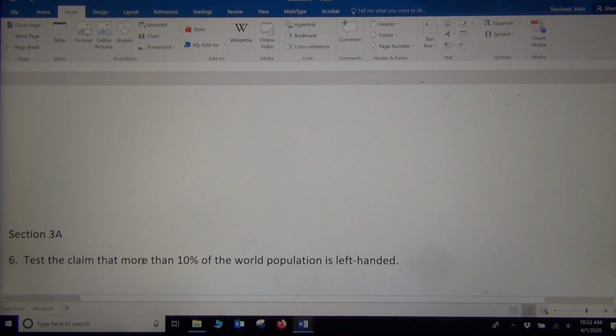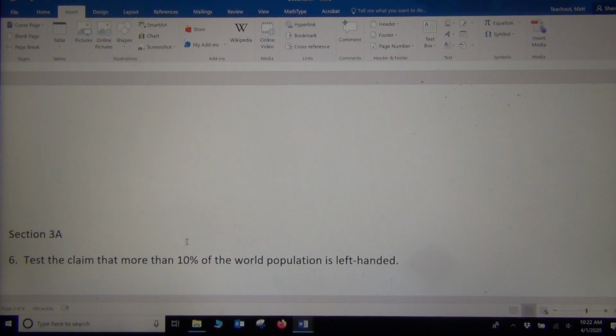It says, test the claim that more than 10% of the world is left-handed. Okay, so again, this is a statement where they only gave us really one statement. The only statement they gave us was the claim. They didn't really give us the opposing view. They basically just gave us that one statement. Test the claim that more than 10% of the world is left-handed.